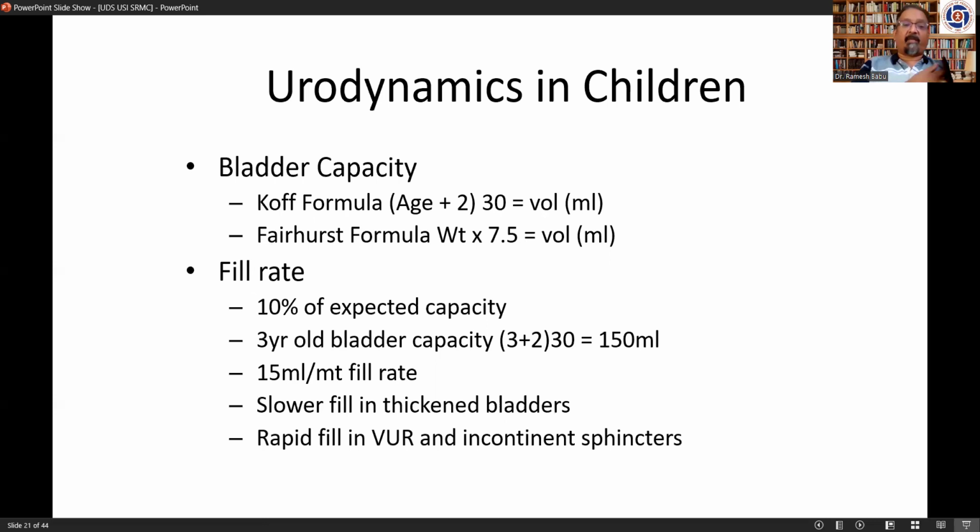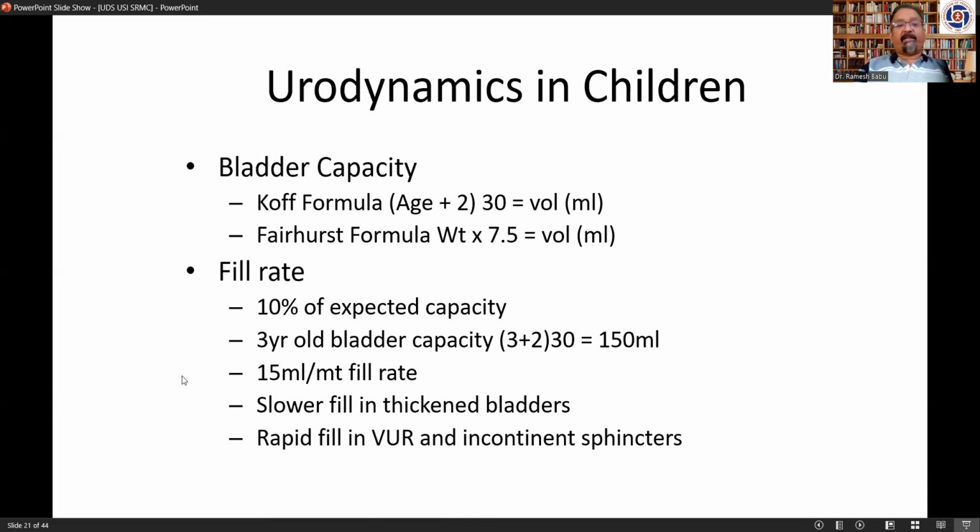One of them is bladder capacity. The bladder capacity used to be calculated by age plus 2 times 30, but nowadays the conventional ICCS definition says age plus 1 times 30. And in a child who is less than 1 year old, it depends upon the weight. If the child is 10 kilos, then probably 75 ml. So that is the bladder capacity.